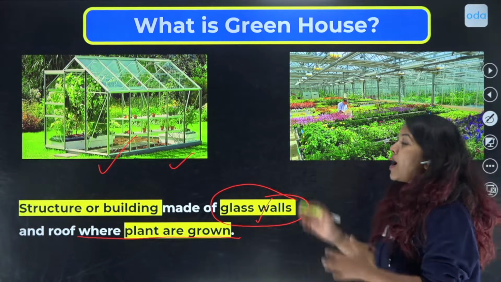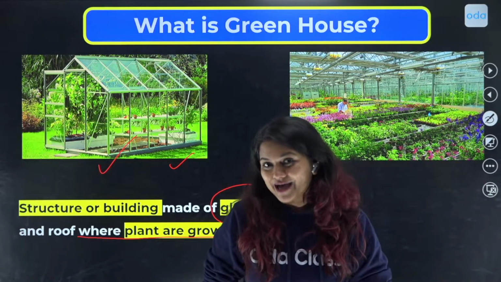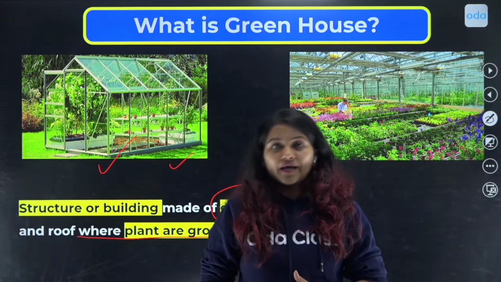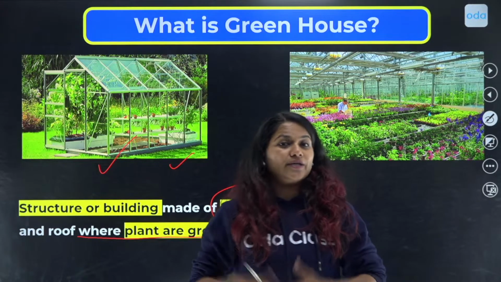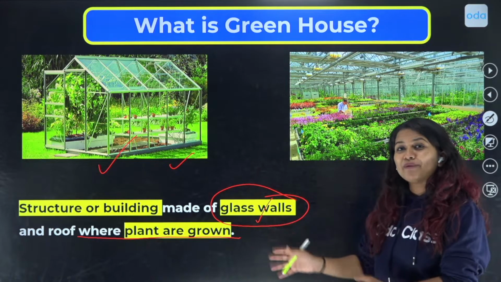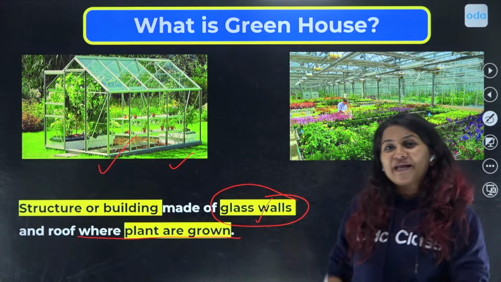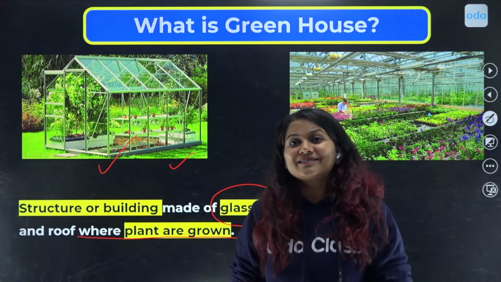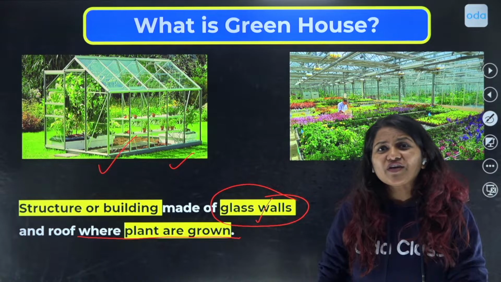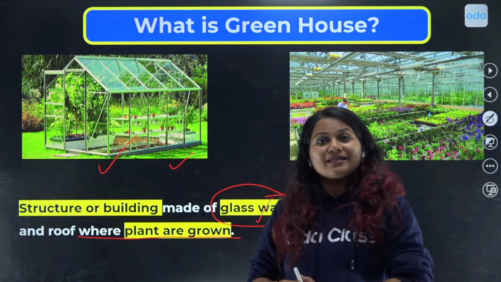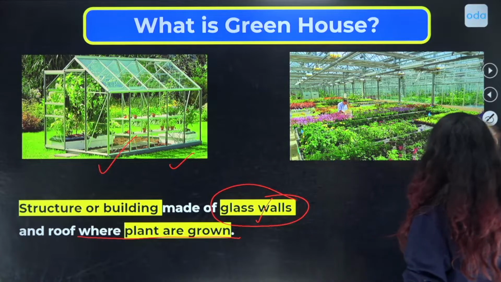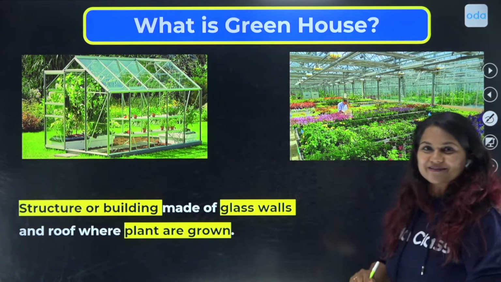So let me tell you why there is a need to build this house. A greenhouse is built to grow plants. Now, in what condition do we need to build this house? Students, these houses are built in a region or place where the sunlight is not sufficient, where the plant does not get sufficient heat to grow. That is why we require this greenhouse, which is made up of glass, to grow plants.